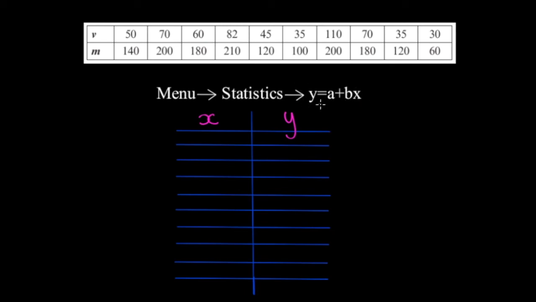When you press y equals a+bx, you should get a table of this form, 2 columns x and y. For the x column, plug in all the values for the independent variable, which in this case is v, and for the y column, plug in all the m terms, which is the dependent variable.